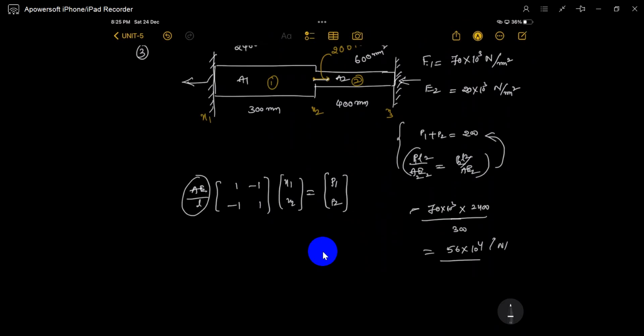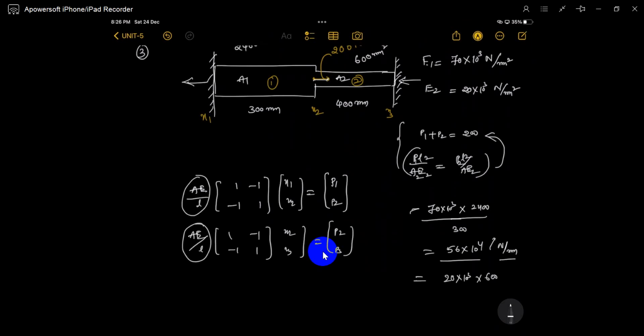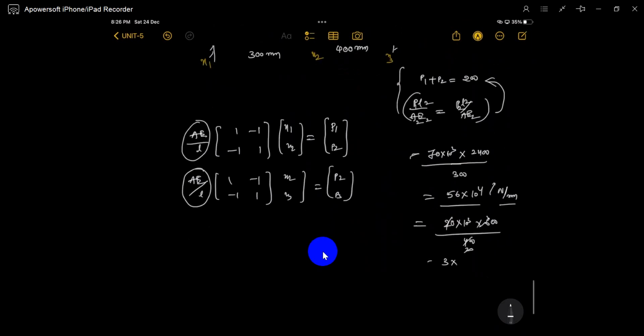So Newton per mm. The second element is also the same: AE by L times the matrix [1 -1; -1 1] times [u2 u3] equals [p2 p3]. For the second element, what is AE by L? You will get it: 20 into 10 power 3, area 600, length 400. It's 3 into 10 power 4 Newton per mm.